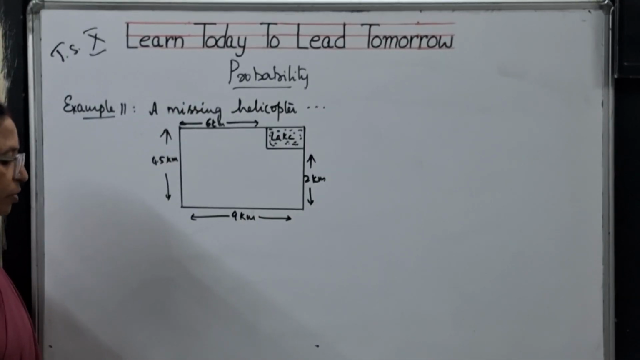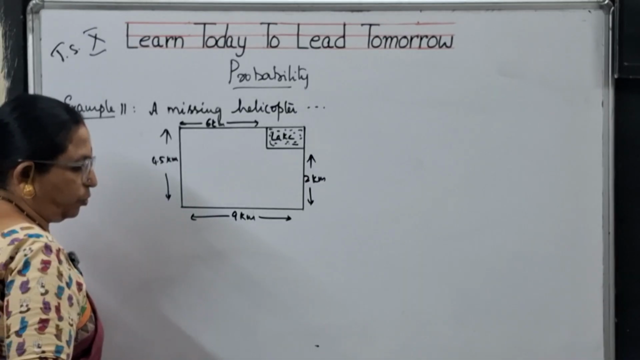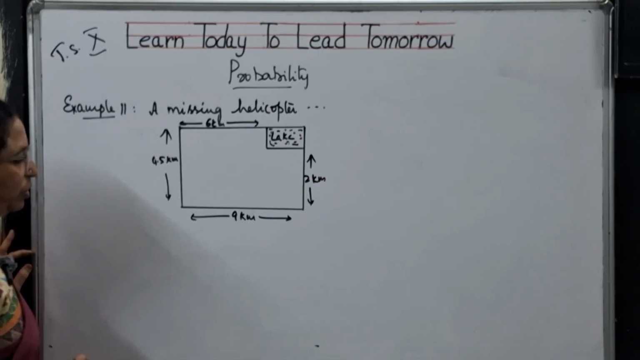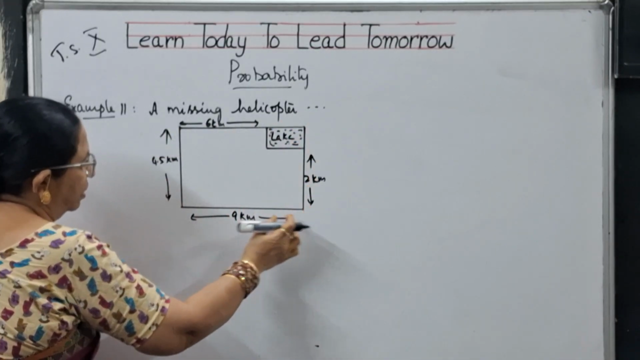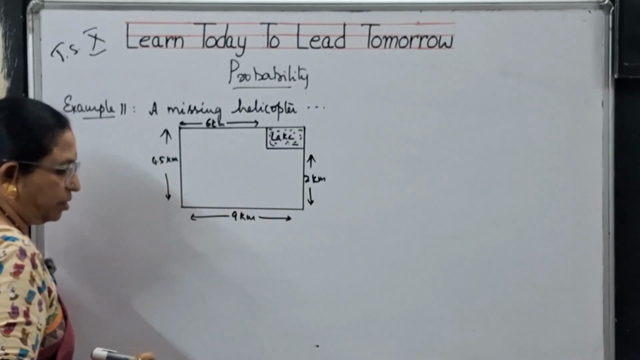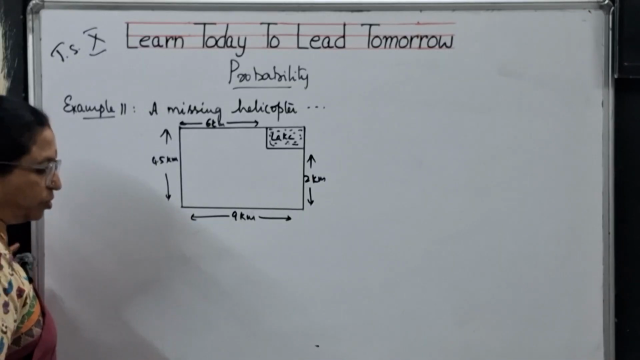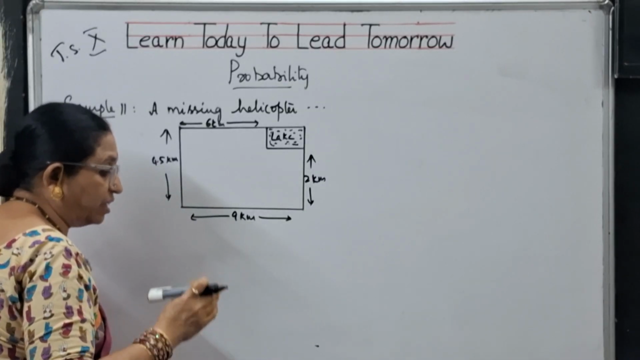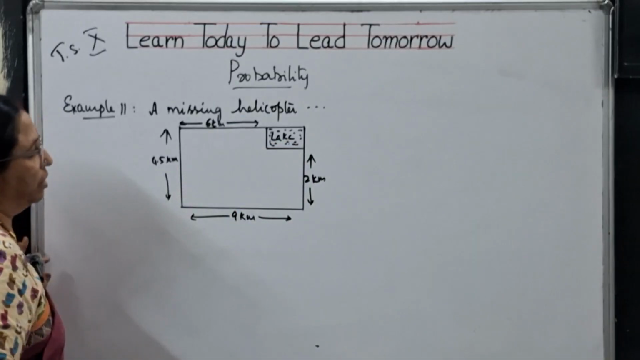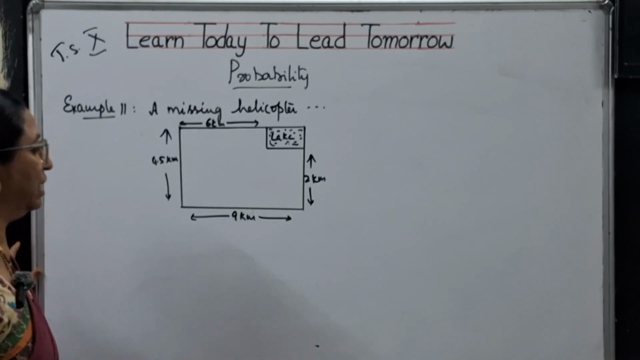Now, 11th problem, children. Example 11. A missing helicopter is reported to have crashed somewhere in the rectangular region as shown in the figure. So this is the rectangular region. In this region, somewhere the helicopter has crashed. What is the probability that it crashed inside the lake as shown in the figure? This is the lake. So inside the lake, what is the probability that it has crashed?